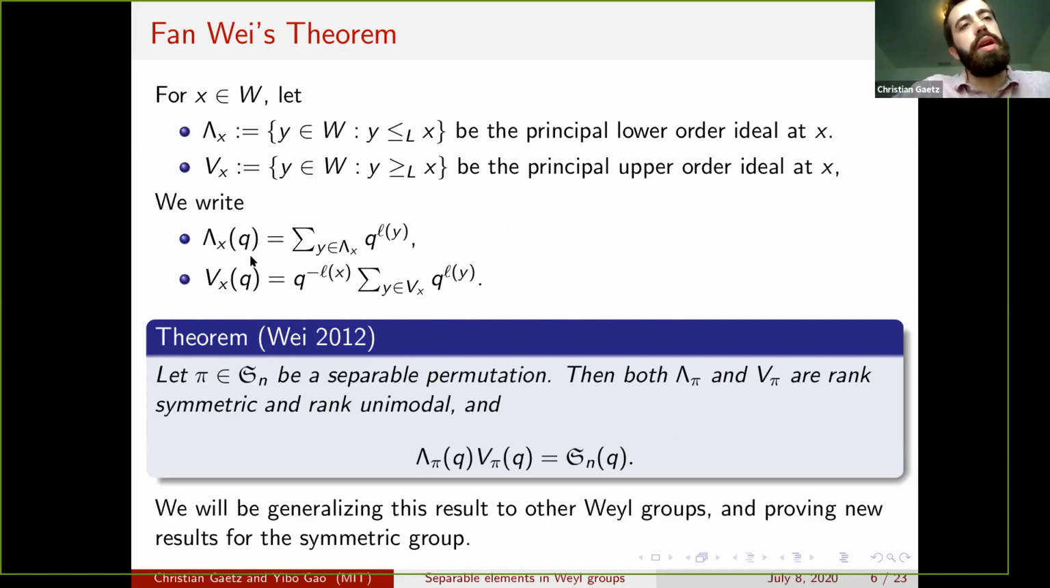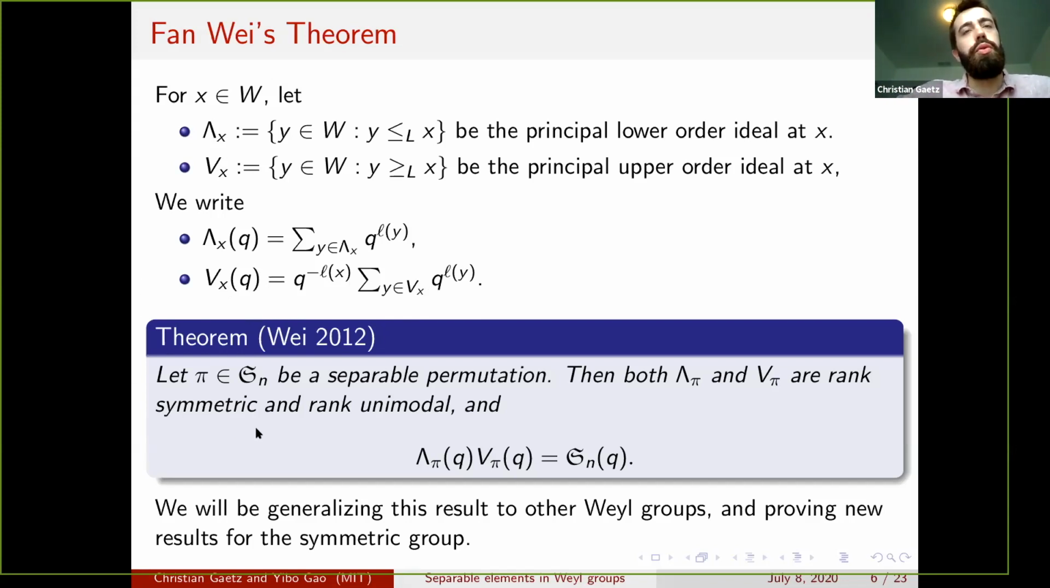And in general, whenever I stick a q in front of some subset of my Weyl group, that's just going to mean take the length generating function of that subset. The exception here being that since this upper order ideal has all elements of length at least that of x, we remove that so that this function has a constant term. Okay, so these are length generating functions.